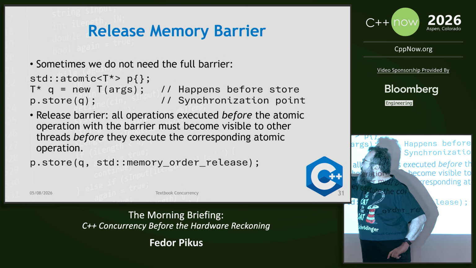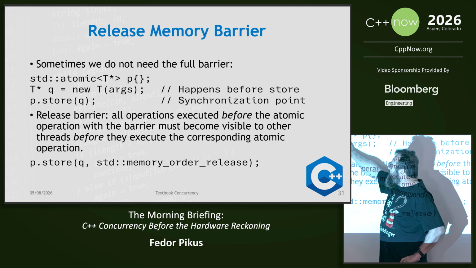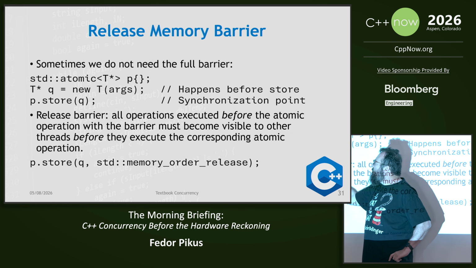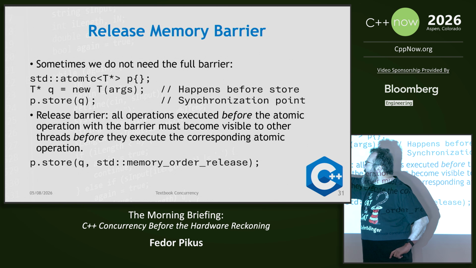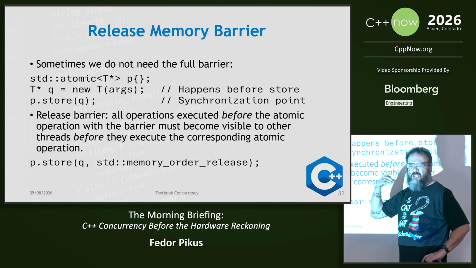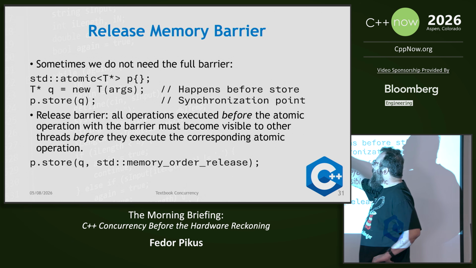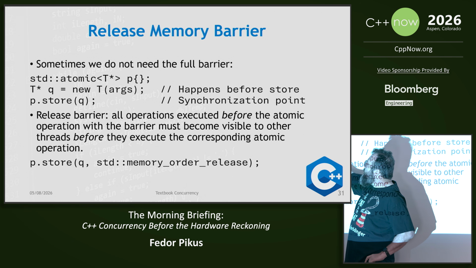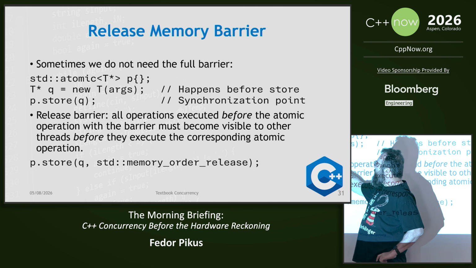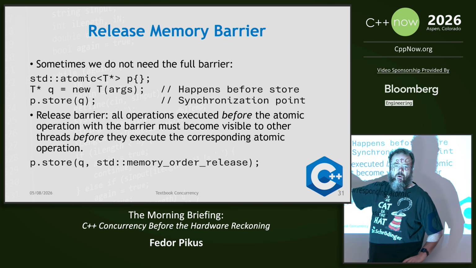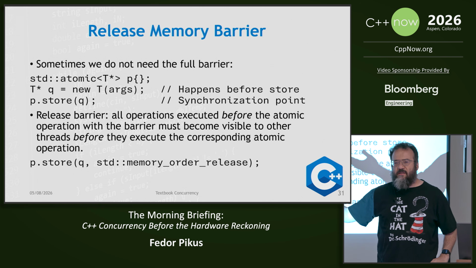But here, the atomic is global. The whole point of atomic is other threads can see it. So at this point I'm storing this pointer into the atomic, I'm publishing my object. It would be really nice if anybody who acquires access to this object through the pointer P would actually see it in its constructed state, as opposed to its half-constructed state.